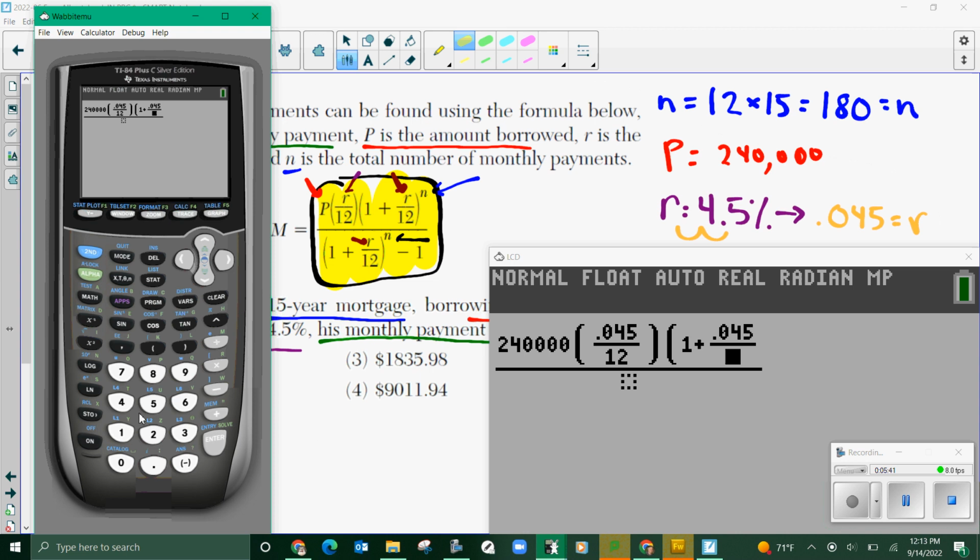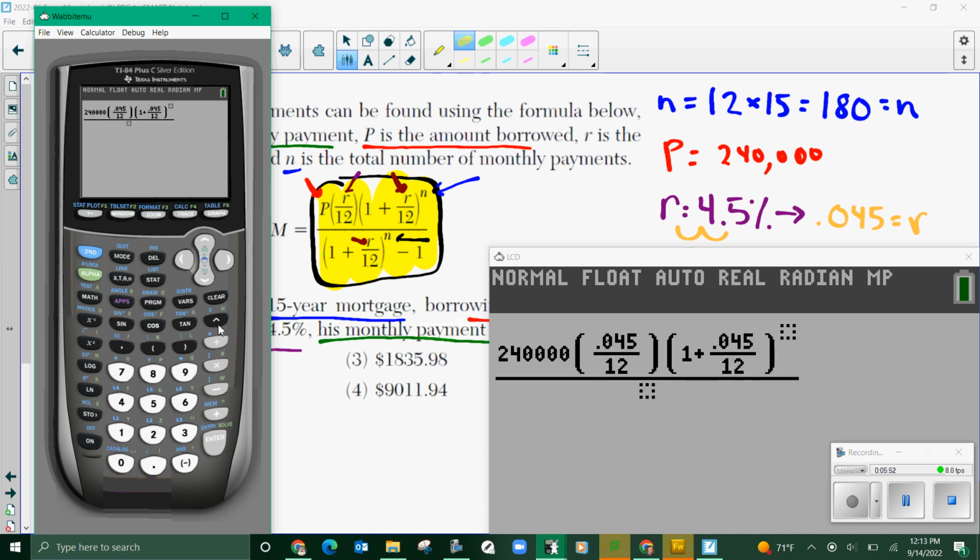0.045 over 12. Pop out of that parenthesis, except here, on the outside of the parenthesis, I have an exponent, which is my n value. That was 180 payments or months over the 15 years. Now I got to type in the bottom, exactly as it is here.